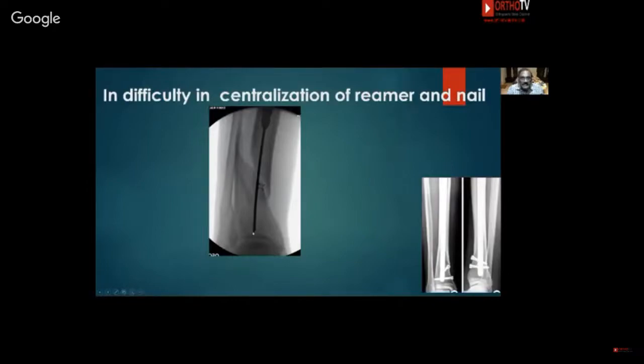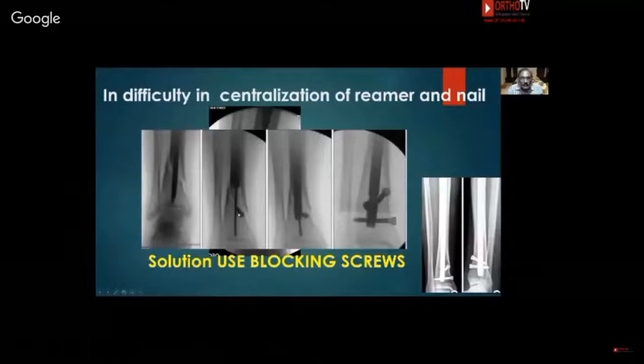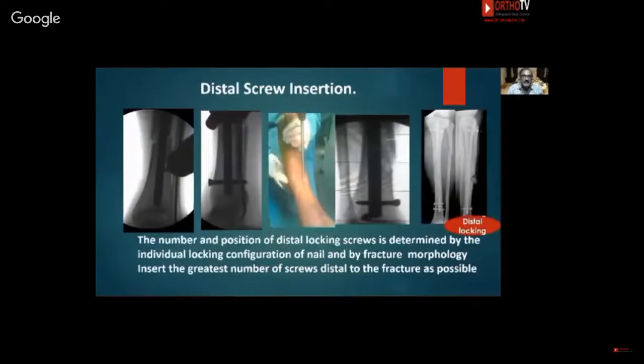This now is the guide wire. It is in the center, but there is no reduction. We must have a clamp here. And then in difficulty, it is better to put a polar screw, so it narrows the canal as well as guides the nail as well as the reamer.